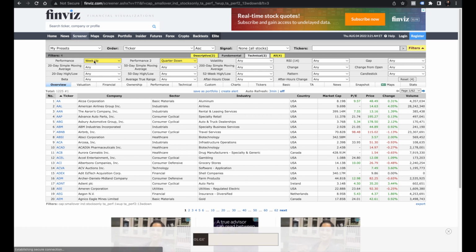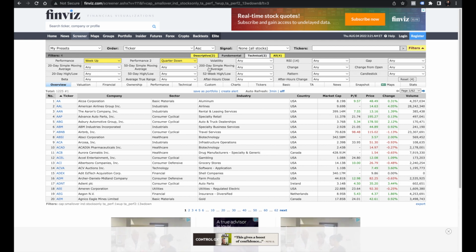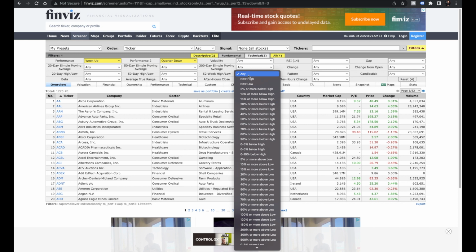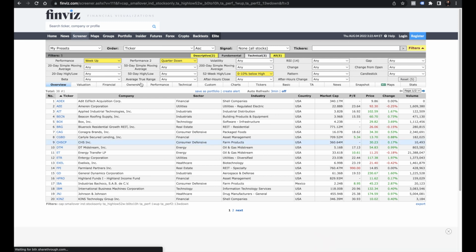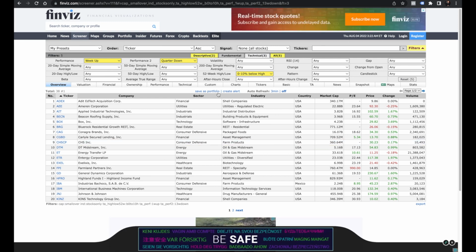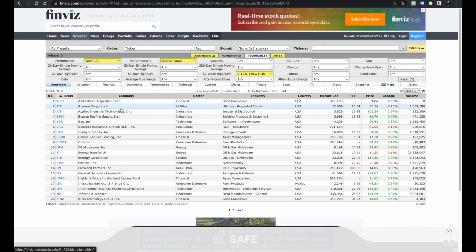So let's do this. Let's go week up, quarter down, and 52-week high-low. I'm going to put in 0 to 10% below high because I just want it near the high. And we've seen sort of a quarter down for this thing. There may be a better way to do this, I don't know, but I tend to, out of 2 pages of results, I should get at least 1, maybe 2 that look solid, like good shorts.